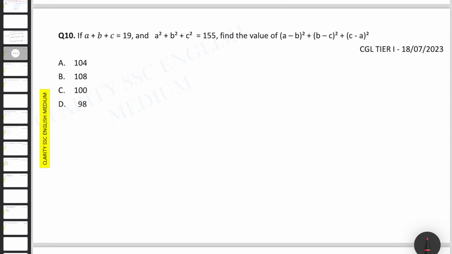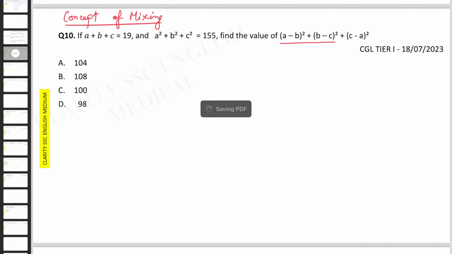Here in question number 10, we're going to apply the concept of mixing. The four formulas that we have discussed, we are going to mix. How? I'll tell you. Here in the given expression, a minus b whole square plus b minus c whole square plus c minus a whole square is given. This is given in the fourth formula.